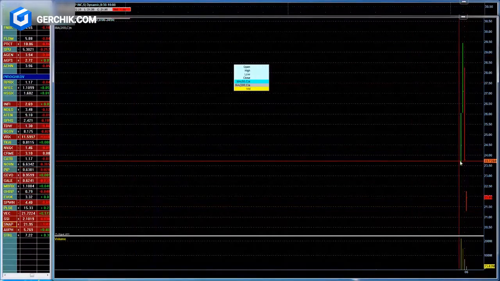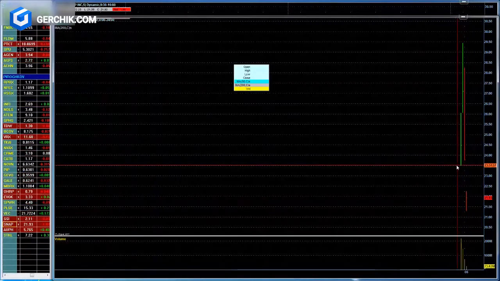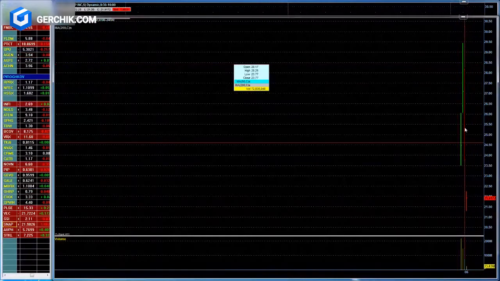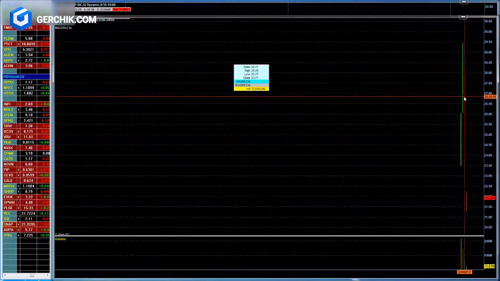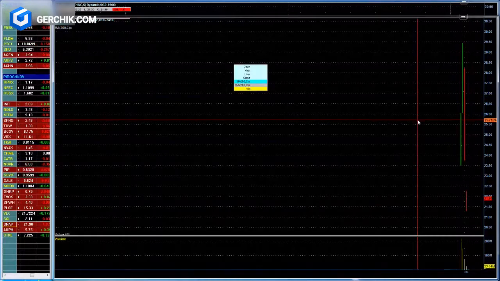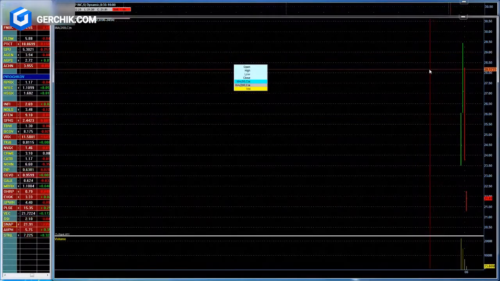And we know one thing for a fact: once this level is broken, it's going to go much lower. And take a look at what's going on right here. Everything is fine. Since it was an IPO, it is much easier to figure out where the entrance or exit points would be. In this particular scenario, you know one thing for a fact.